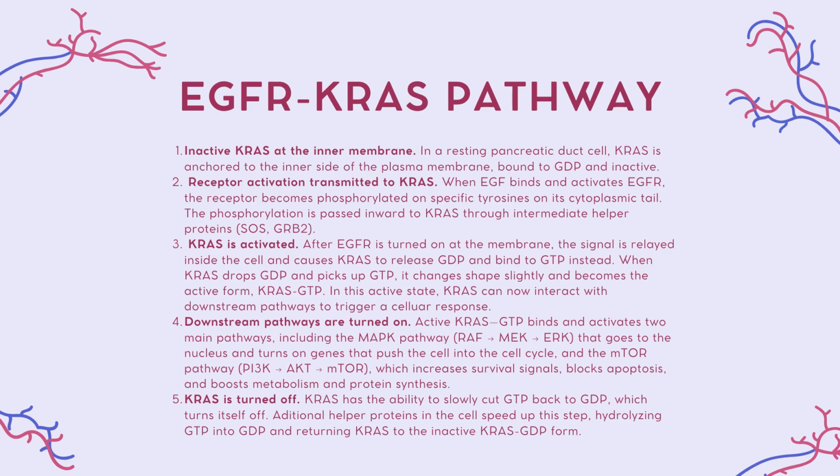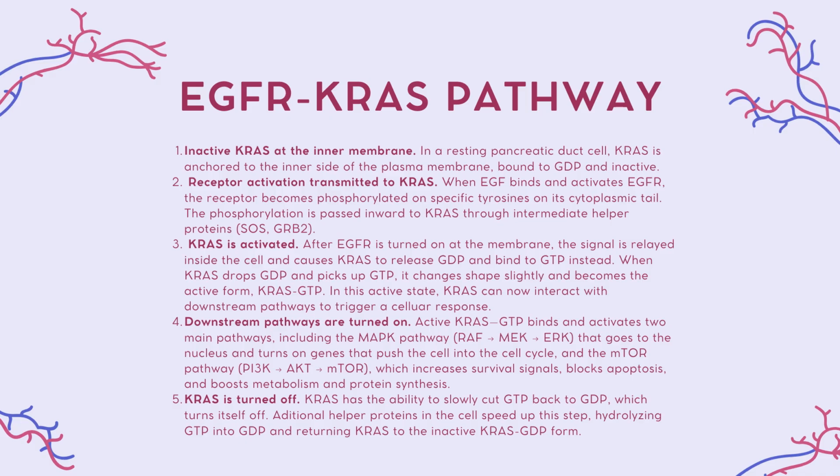Once the signal reaches Kras, it triggers a key switch. Kras releases GDP and binds GTP instead. This GTP-bound form changes Kras into its active state. Now active, Kras can engage downstream effectors and turn on major pathways inside the cell. Two of the most important ones are the MAPK pathway, which moves into the nucleus to activate genes that drive cell cycle entry, and the mTOR pathway, which boosts survival, metabolism, and protein synthesis. These pathways together create the coordinated response the cell needs when receiving a growth signal.